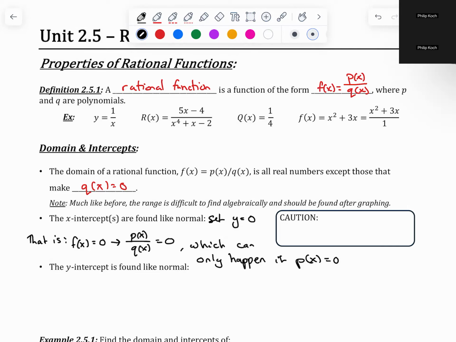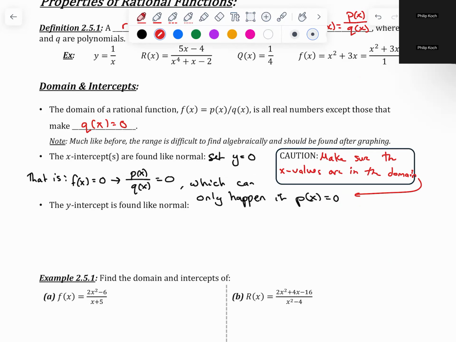But here's a cautionary tale. Make sure the x values are in your domain. You'll see an example of what happens with this in the second example below the example on the right. So make sure that when you solve this and set it equal to 0, you might end up getting a value that is both a zero of the numerator and a zero of the denominator, which we'll talk about in a second. And then the y-intercepts, they're found like normal.